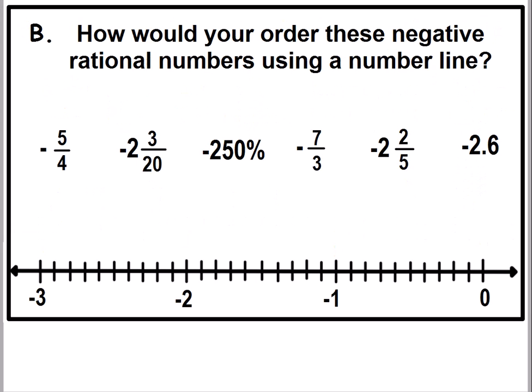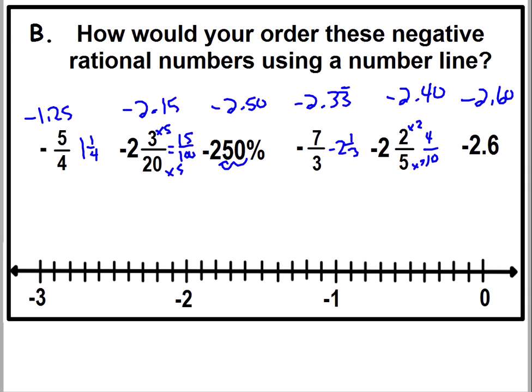Okay, let's go to problem B. What about these numbers? How are they different? How are these rational numbers different than problem A? That's right, they're negatives. So what I would like for you to do is to pause the video and convert each rational number either to all decimals or all percents, whichever you prefer. When you're done, come back and see if you've converted them correctly.